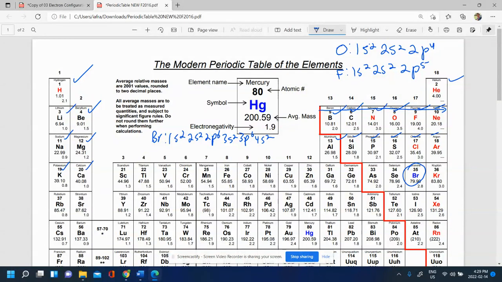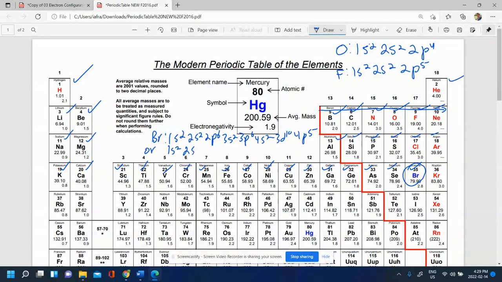Now we get to the 3d's. So 3d1, 2, 3, 4, 5, 6, 7, 8, 9, 10. 3d10. And then 1, 2, 3, 4, 5. 4p5. You could rearrange it to write it like this.